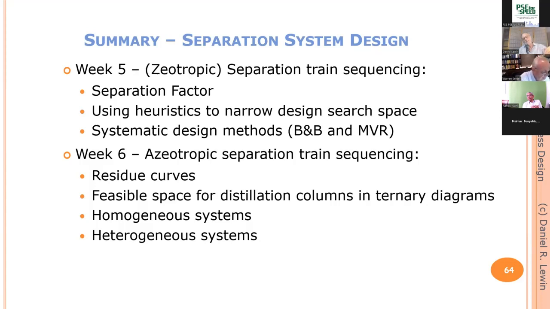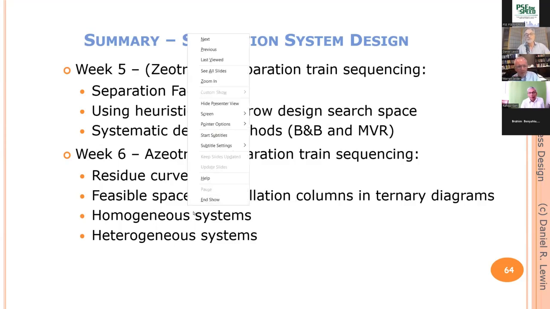In the second week of the sequence, azeotropic train sequencing, again, first make sure they know how to draw residue curves by hand, then move to feasible space identification for distillation columns and ternary diagrams, and then the use of these tools for homogeneous and heterogeneous system synthesis. That covers what I wanted to say about separation sequence. I'll now transfer control to Warren.